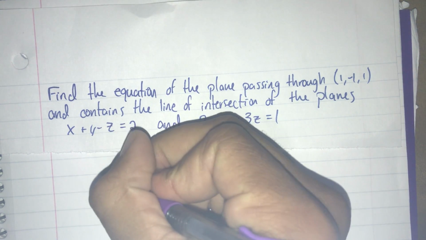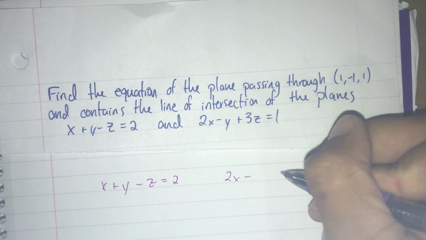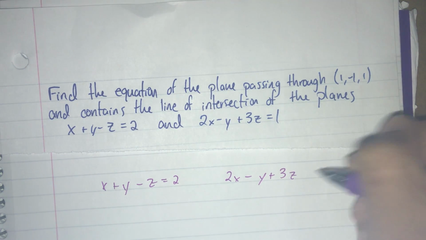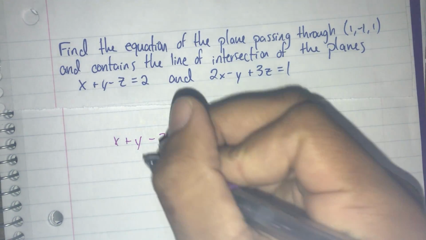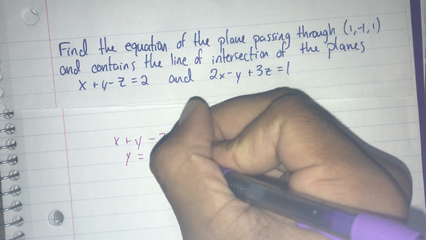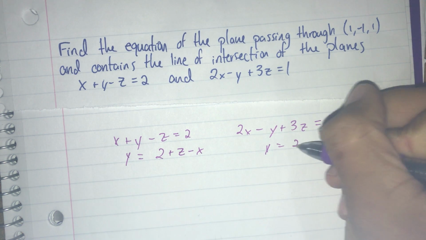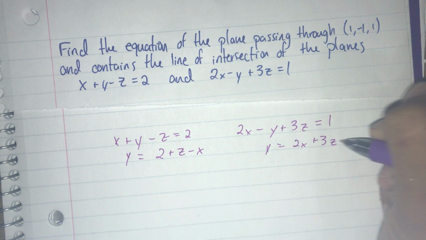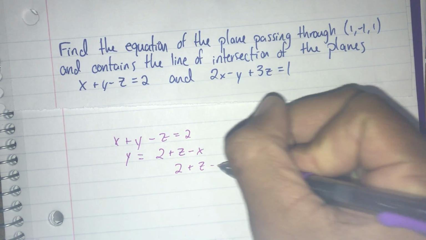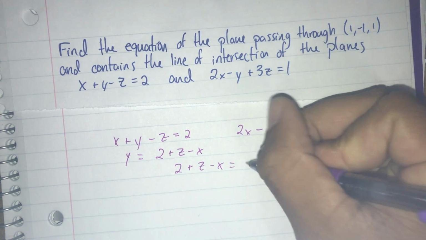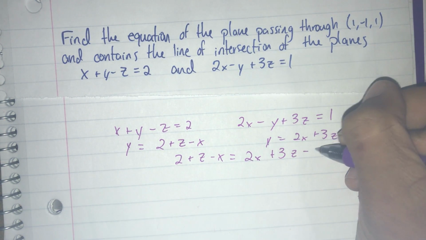So we've got x + y - z = 2 and 2x - y + 3z = 1. I'm going to solve these both for y and then set them equal to each other. So y = 2 + z - x, and y = 2x + 3z - 1. Set those equal to each other. I get 2 + z - x = 2x + 3z - 1.